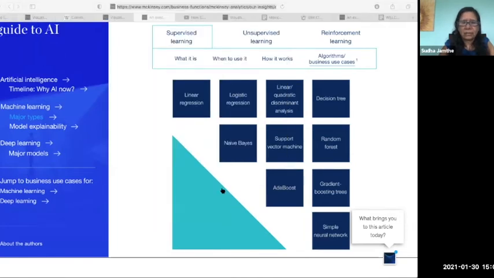Sorry. Where is my Zoom? Getting back to Zoom. Yeah, I'm just writing a cheat sheet for AI models. So that's a reminder for me to send you guys something.